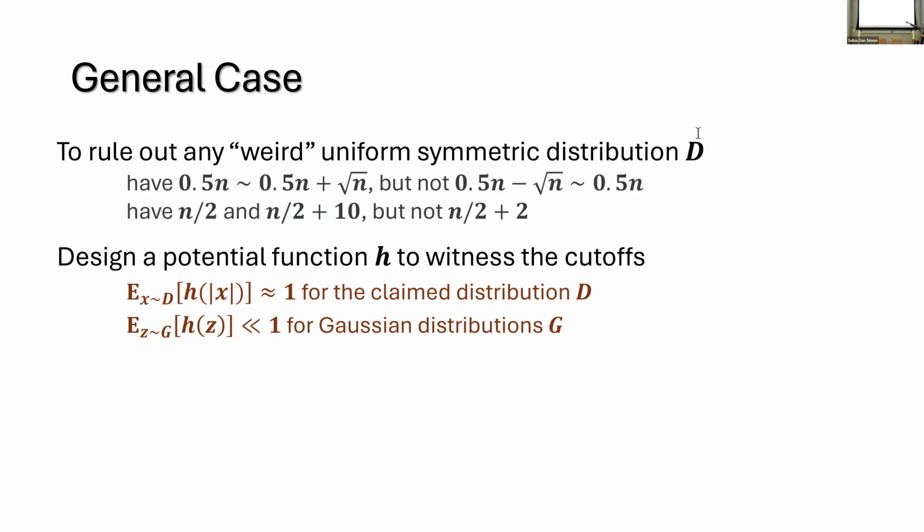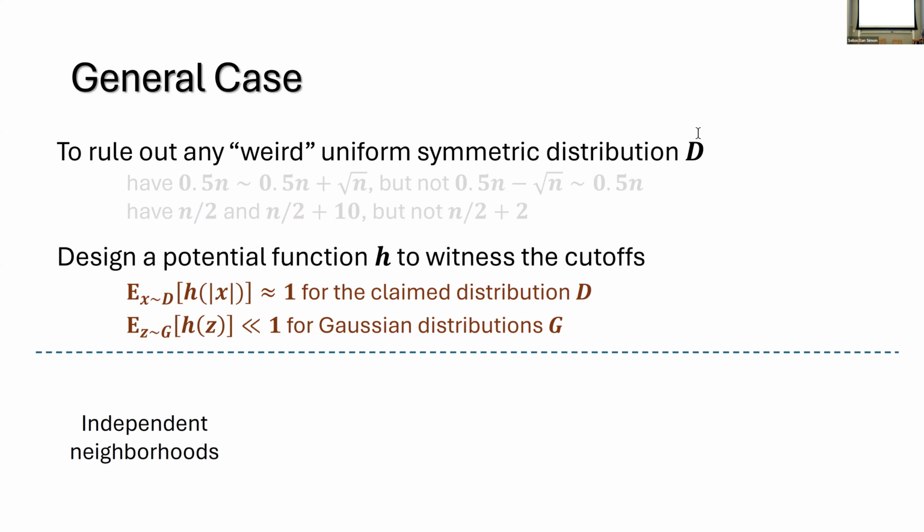To do this, we designed a potential function h to witness those cutoffs. In particular, this potential function will evaluate to roughly 1 for the claimed distribution that is weird. And for any Gaussian distribution, this function will have expectation close to 0, way smaller than 1. So the argument will be: we use the upgraded structure lemma to find many output neighborhoods that are independent.